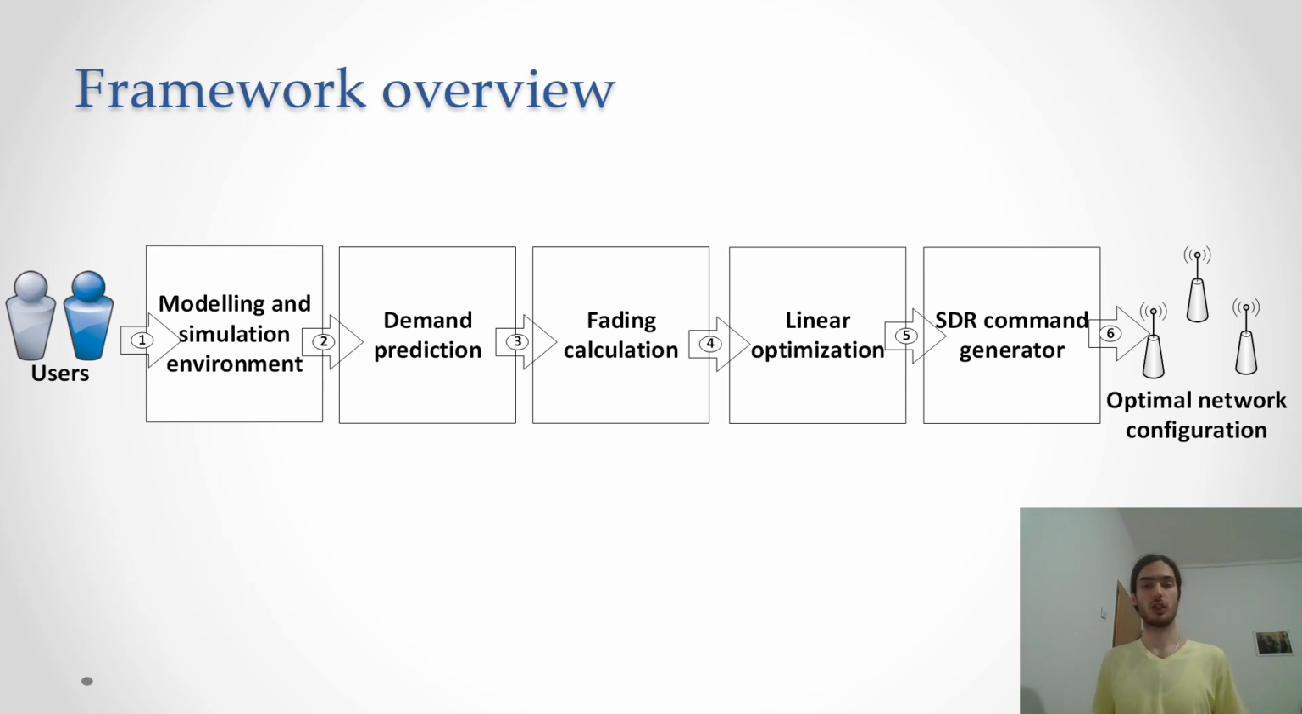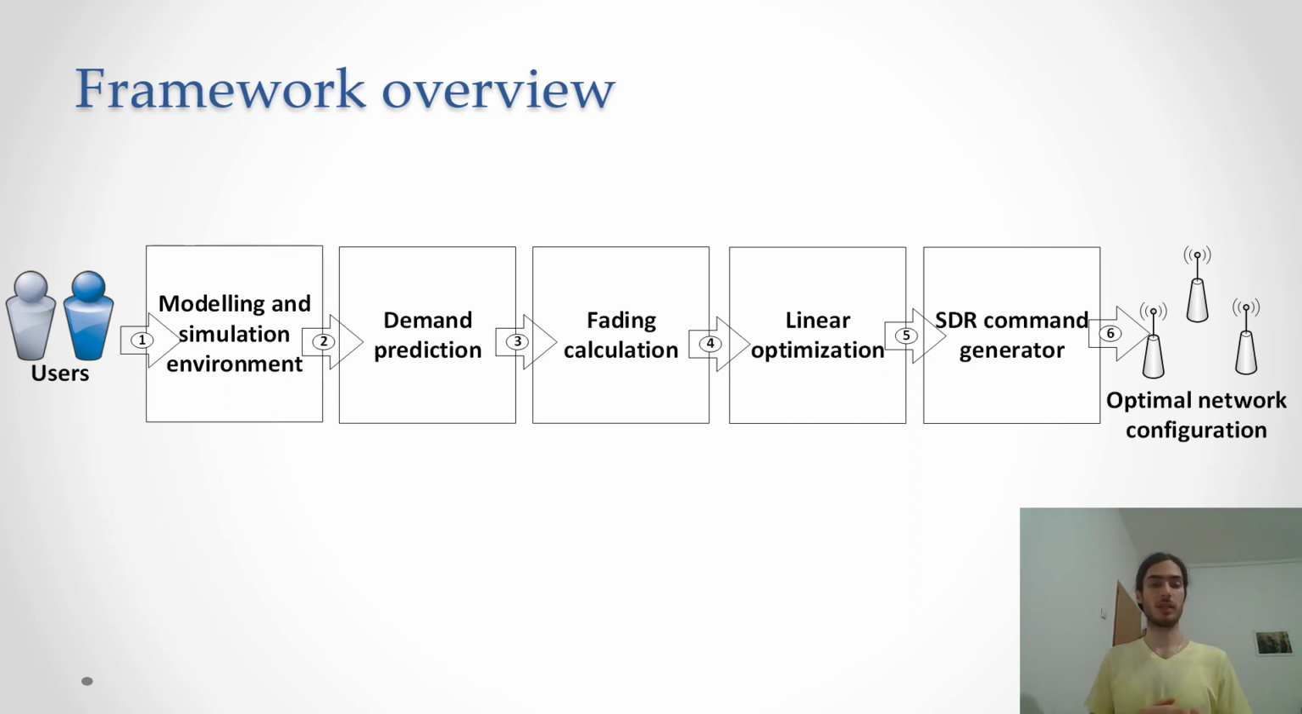Fading calculation enriches the linear optimization model with quality of service values. We use environment factors like obstacles and distance to the base station to finally calculate the quality of service, apart from taking fading into account.